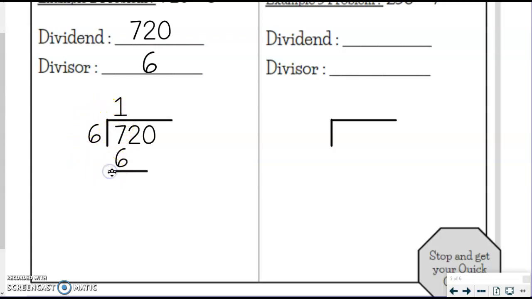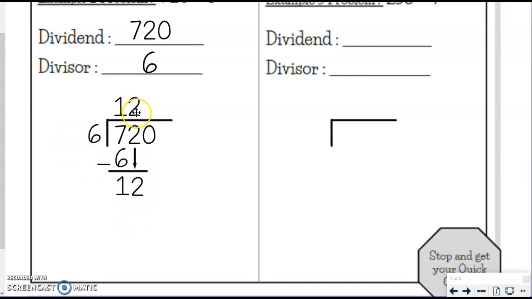Then we subtract. And again, if I'm going too fast, please feel free to pause your video and go back and take a look at something. 7 minus 6 gives us 1. We check 1 is less than 6, so we are good to go in bringing down our 2. So we bring down the 2. Now we're asking how many times does 6 fit into 12? You should be thinking happy thoughts because it fits in 2 times exactly.